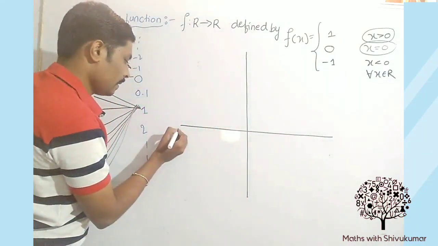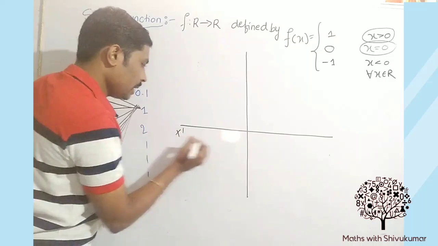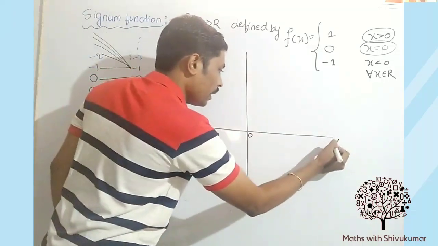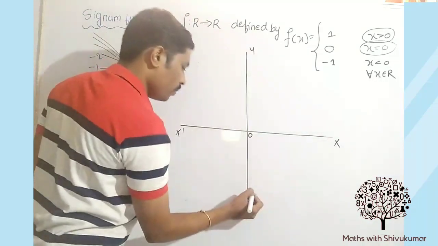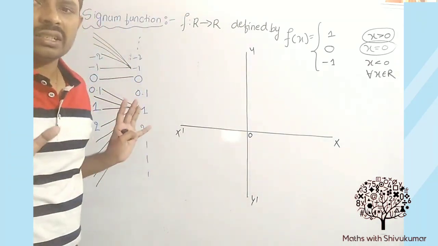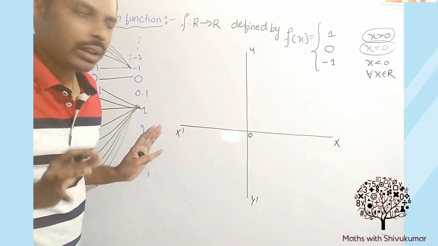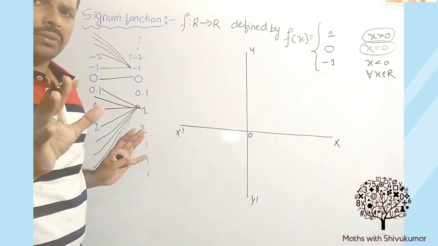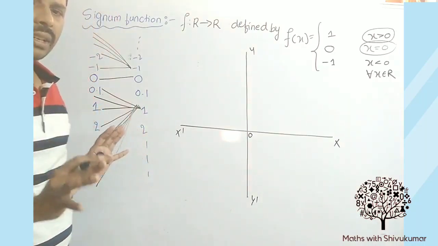This one is x dash o x y o y dash. Many students will make wrong here. They will end up with the wrong graph. So I will tell you, very simple, understand.